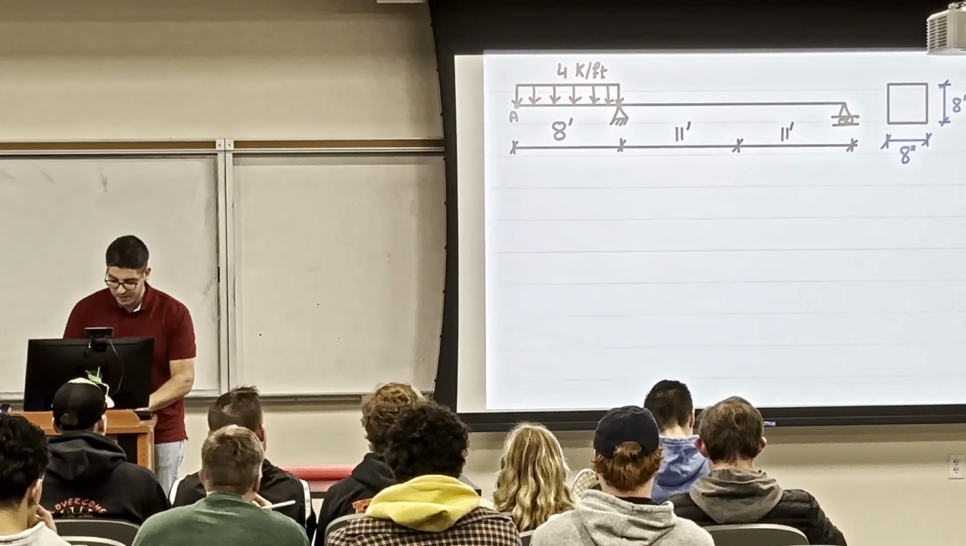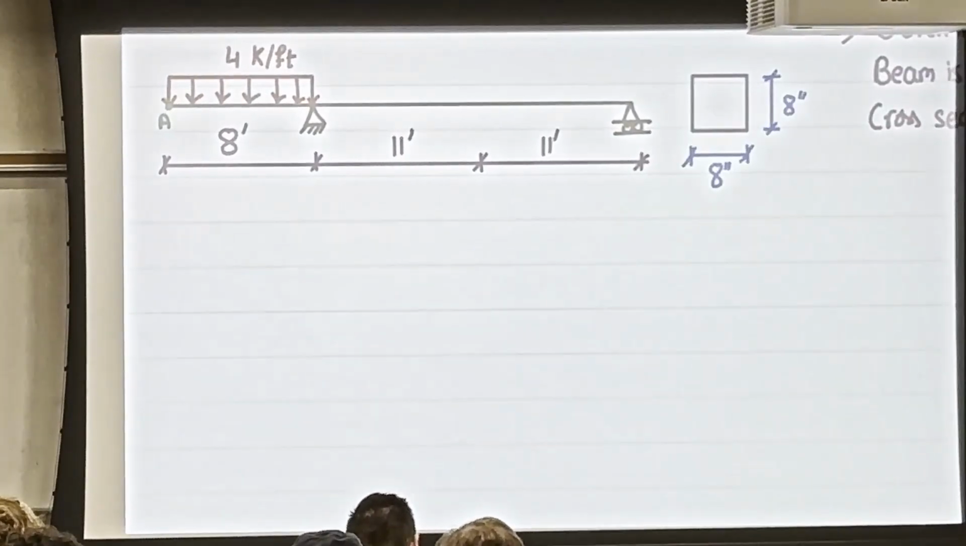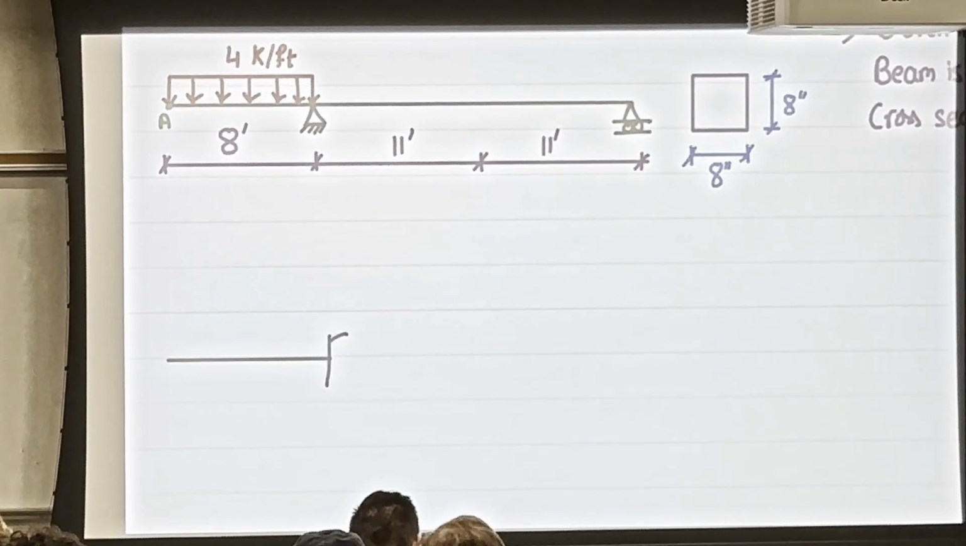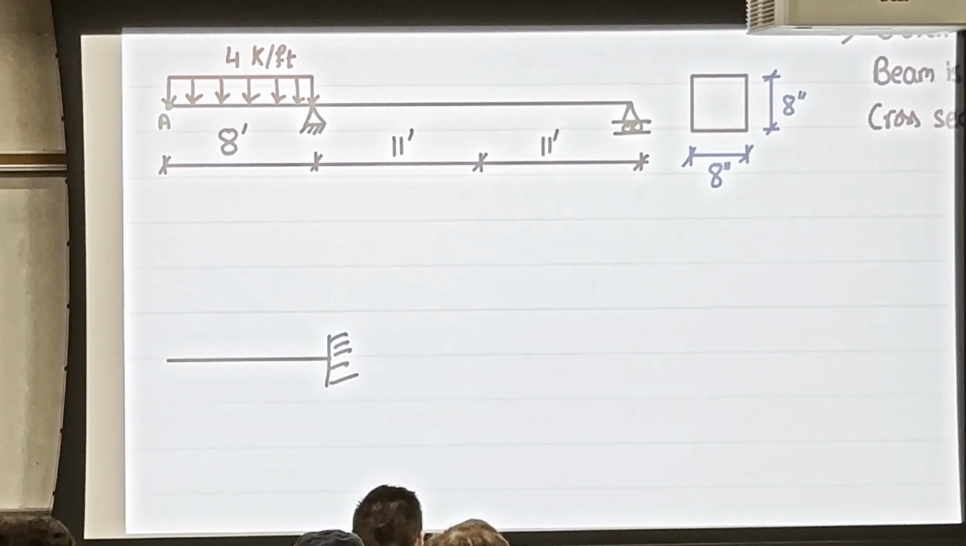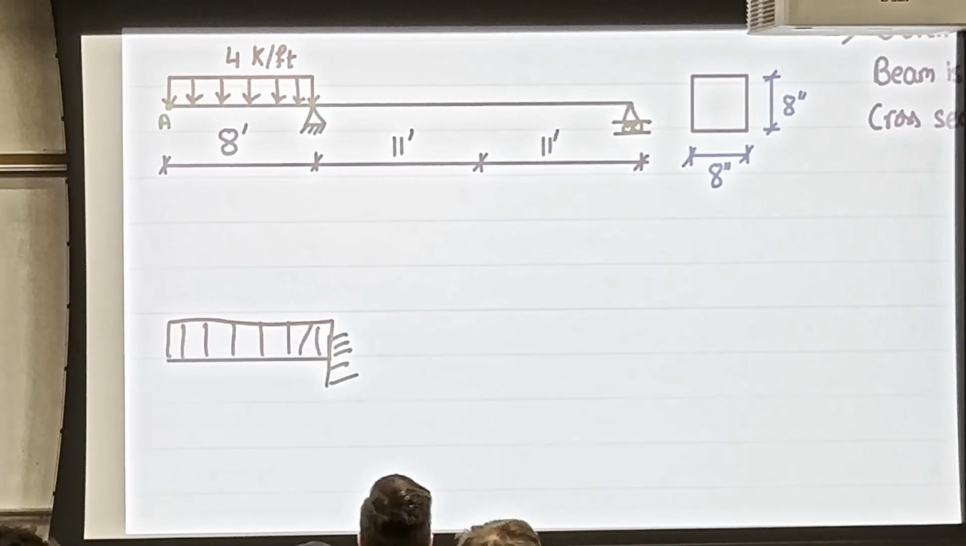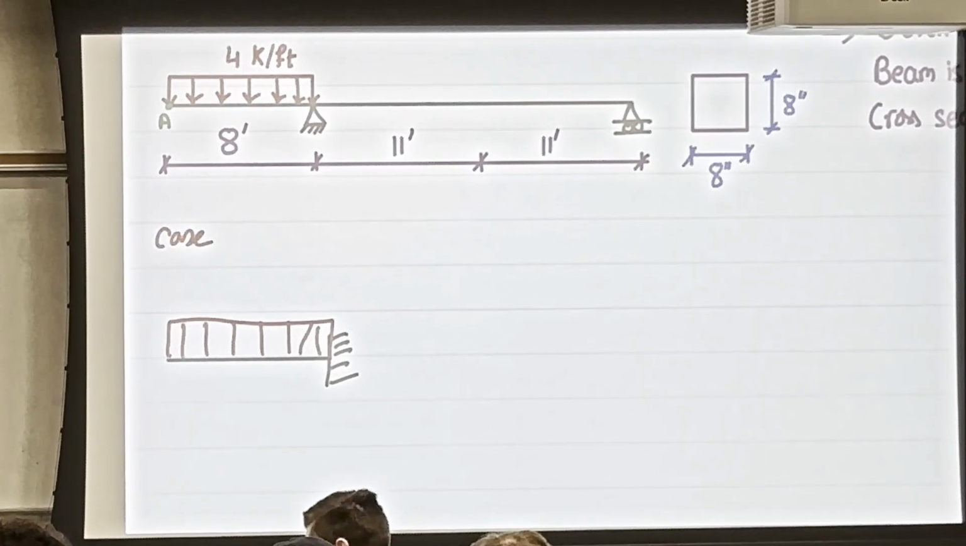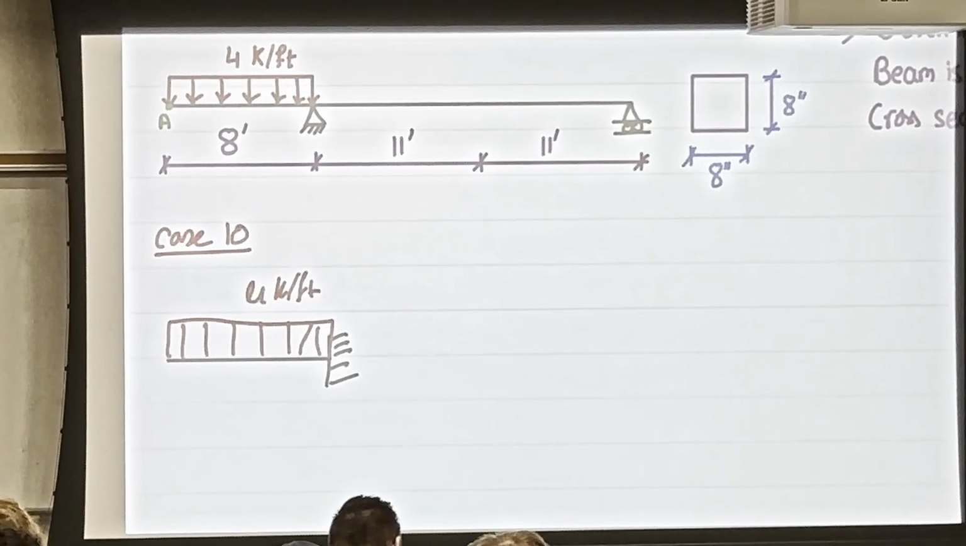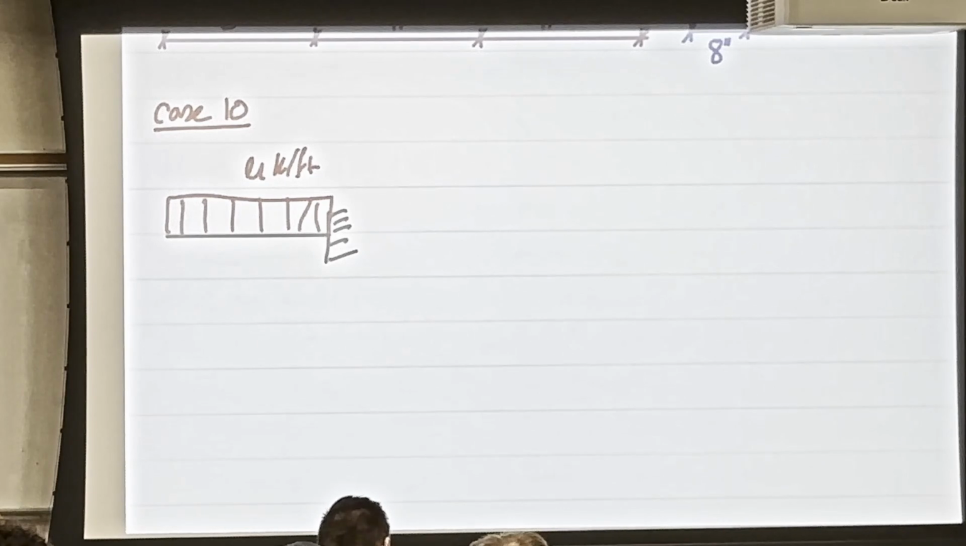So what I'm proposing here, I'm going to say I want to find the effect of the cantilever part with the distributed load. And this case is on the table, and it is case number 10. Okay? I have 4 kip over foot, and the deflection for this cantilever part is going to be something like this. Okay? And you're going to get the V.